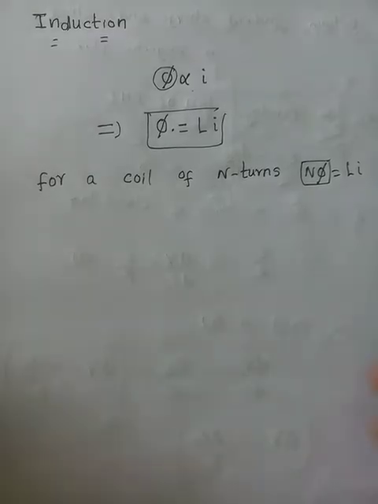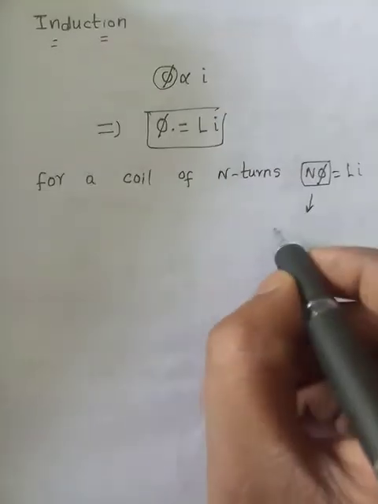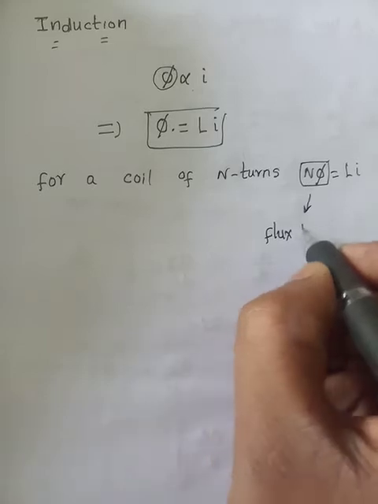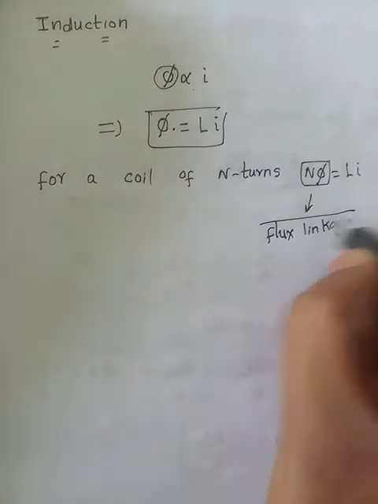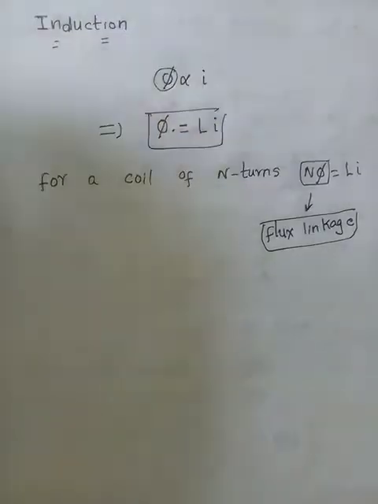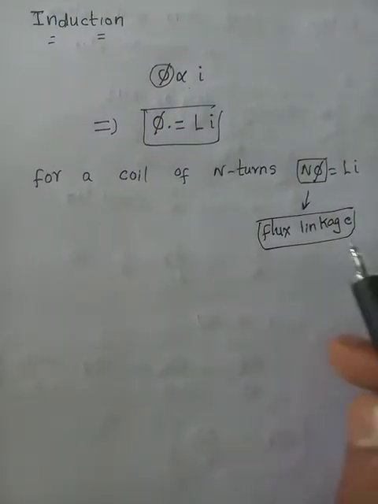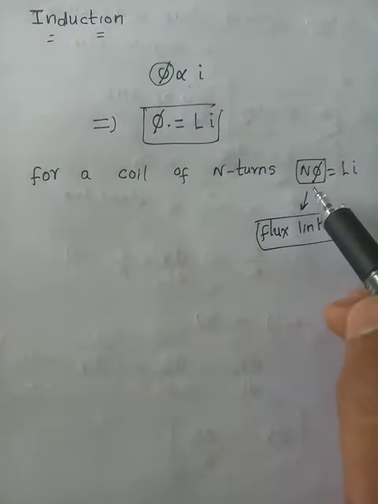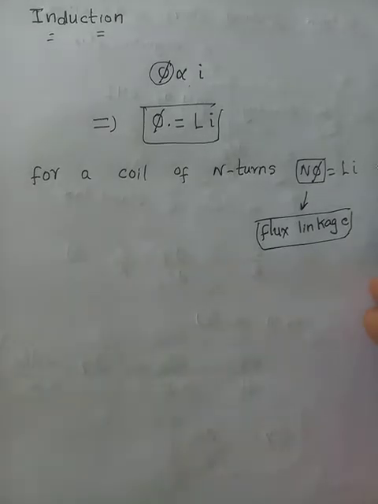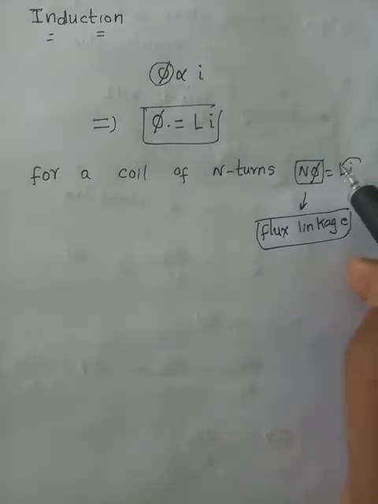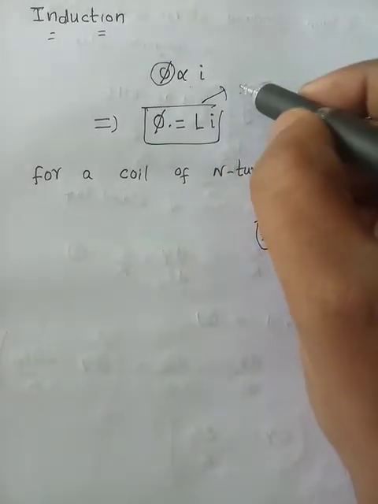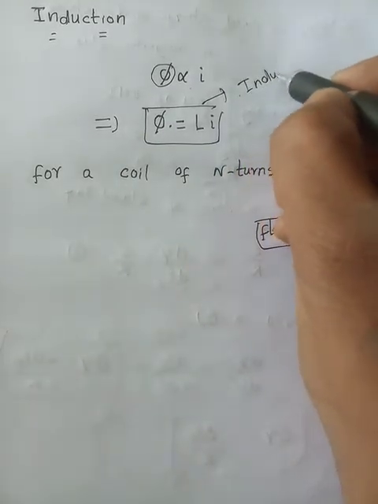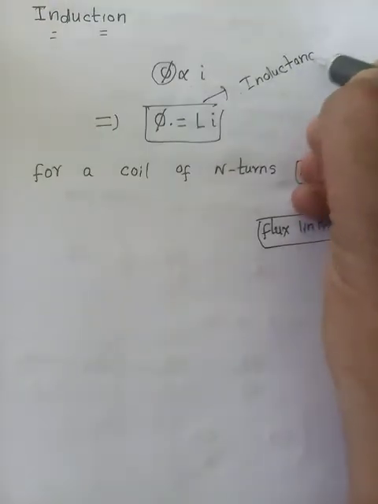Here N phi is called flux linkage, meaning how much flux is associated with N number of turns of the coil. That is called flux linkage. This flux linkage is directly proportional to the current flowing through the coil, and it is related by one proportionality constant, that is called inductance.